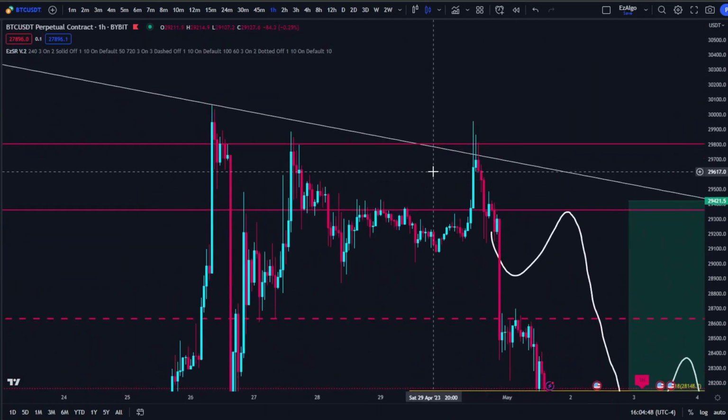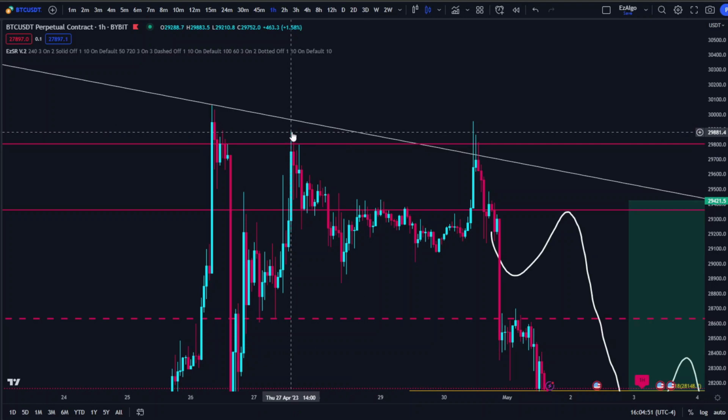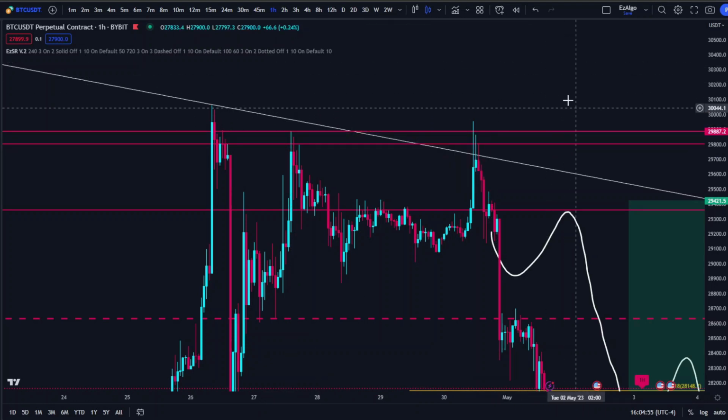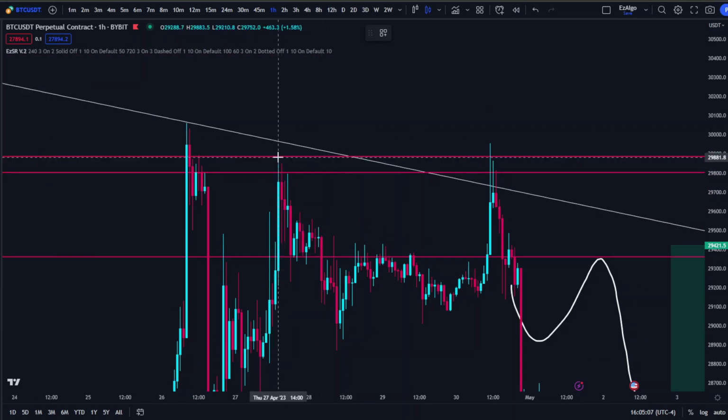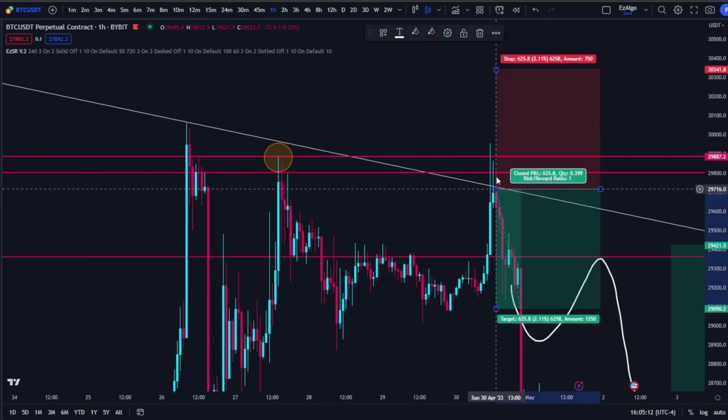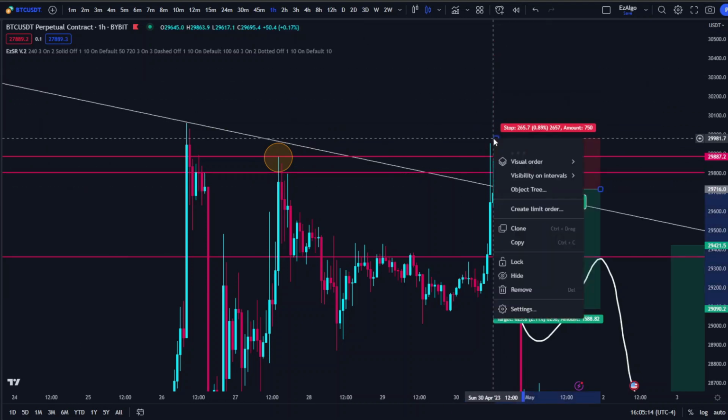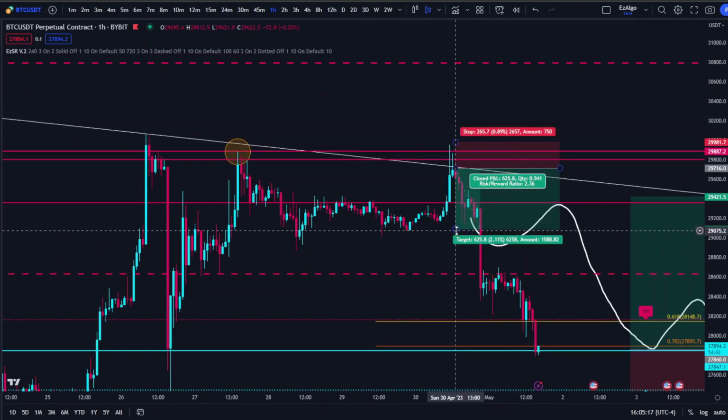Now, an example of a candlestick swing failure is right here. We were at a key horizontal resistance level. We also had this downwards trend, and we came up, grabbed the liquidity from this candlestick high and closed below, right? So you'd enter a short position on the closure with your stop loss right above this candle. As you can see, that was a beautiful trade.